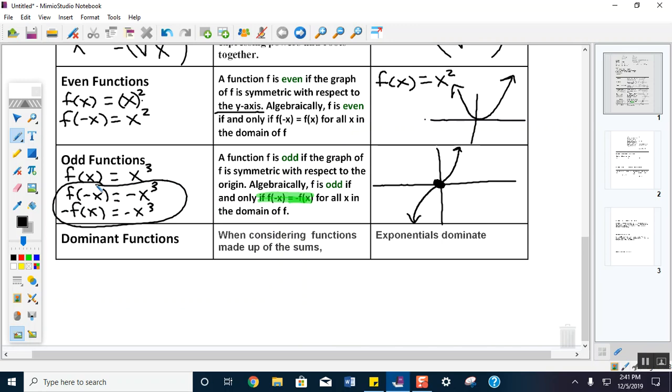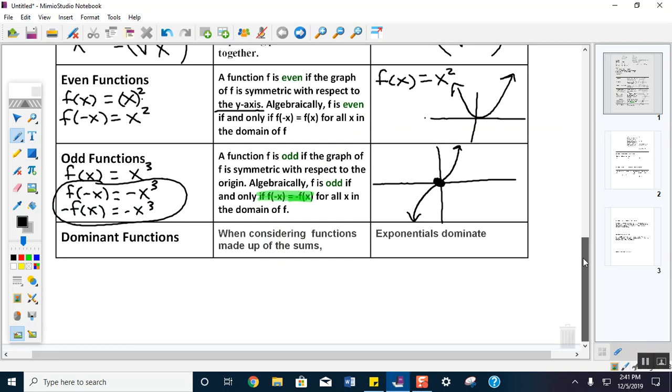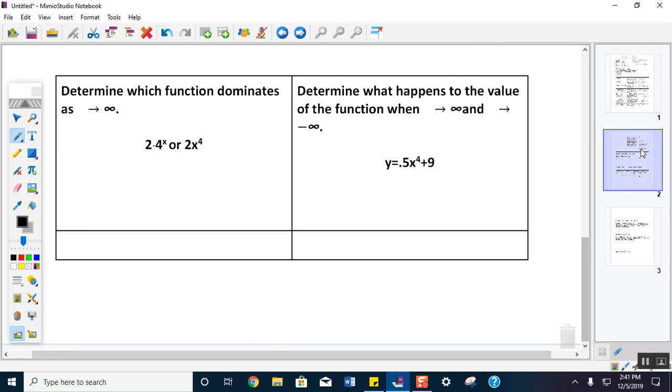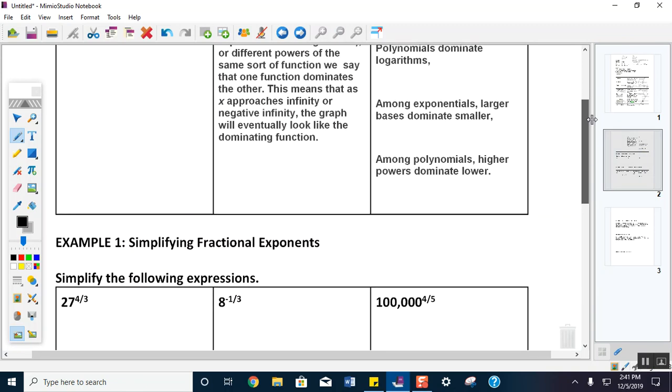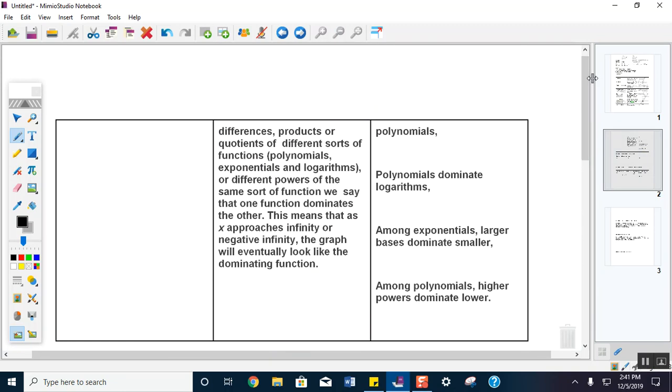All right, dominant functions then. And it says, when considering functions made up of the sums, and this goes on to the next page, doesn't it, kids? And I should have moved that all onto the next page. Okay, so somebody read that first part that's up here. When considering functions made up of the sums, differences, products or quotients of different sorts of functions.